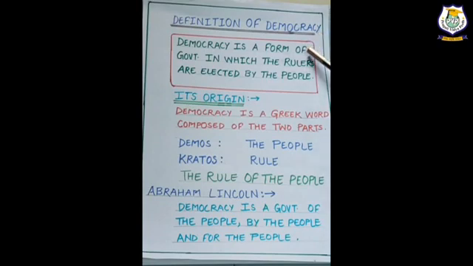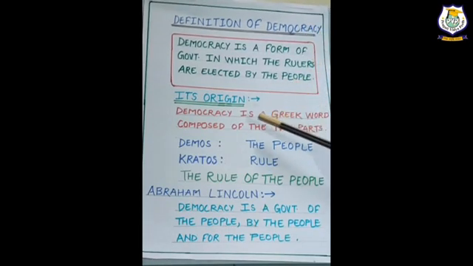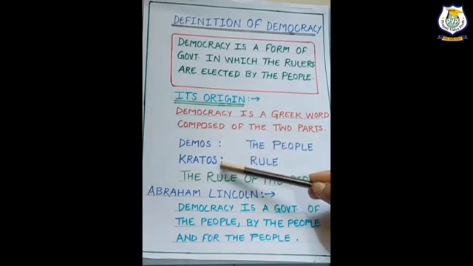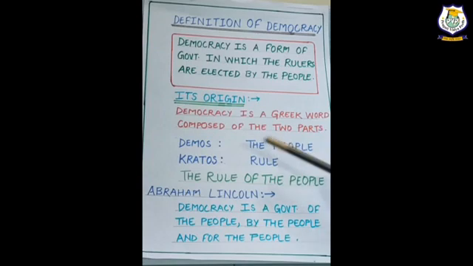Democracy is a form of government in which the rulers are elected by the people. By seeing this definition of democracy, we reach the conclusion that democracy is a type of government which is made through people's participation. Now, democracy originated basically from a Greek word which is composed of two words. These are demos and kratos. Demos means the people, kratos means the rule. Finally, democracy means the rule of the people.